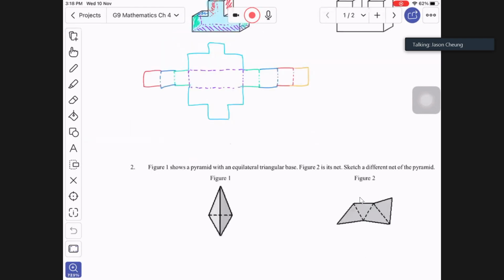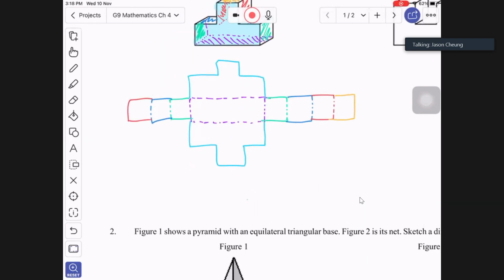Is it okay for the net here? If it is okay, then I will change my screen. Okay? Hold on, let me use this one. Okay, this one.